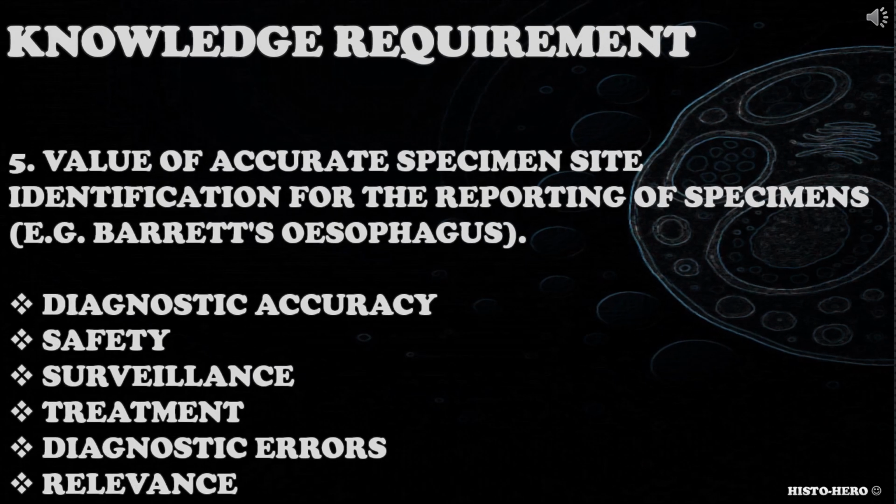The fifth knowledge requirement is for you to know the value of accurate specimen site identification for the reporting of specimens, e.g. Barrett's esophagus. Why is it important to select the accurate specimen site from the reporting point of view? What could happen if an inaccurate specimen site was sampled? Consider accurate diagnosis, patient safety, effective surveillance, appropriate treatment plan, mitigation of diagnostic error, relevance in complex cases.